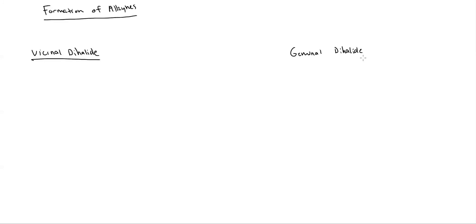Formation of alkynes. There's two ways to do this. We can do this from a vicinal dihalide, or we can do this from a geminal dihalide. We'll take a look at both.